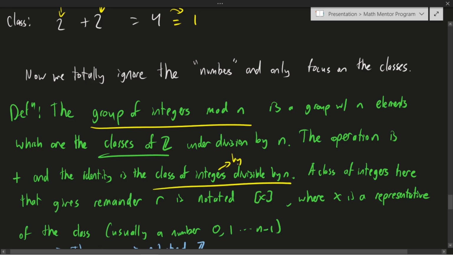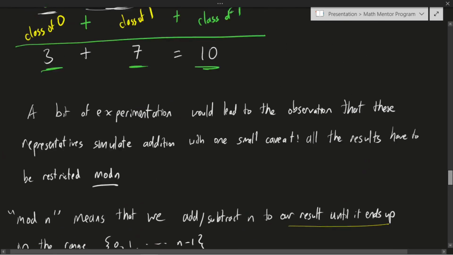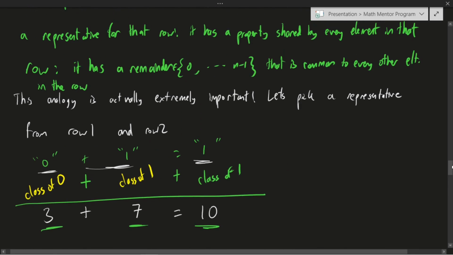In our example, we wrote the class of 0. Okay, so that was seen over here when we took an element in the class of 0, 3, right? And we noticed that if we added it to any other element in any other class, the class of 1, for example, it gave us something that was in the class of 1.